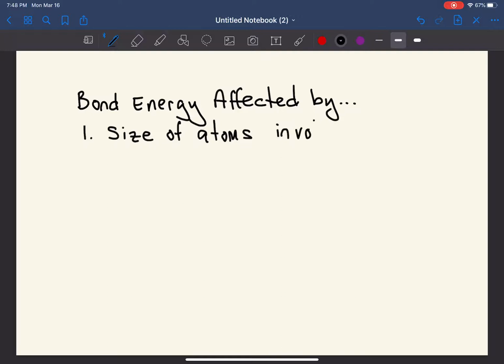The second is bond order. And the third is polarity. Each of these things we already know, but we're going to put them all together and see how they affect the bond energy and sometimes when they work together. Okay, so we will start with the size of the atoms involved.